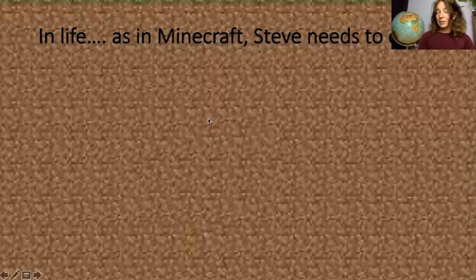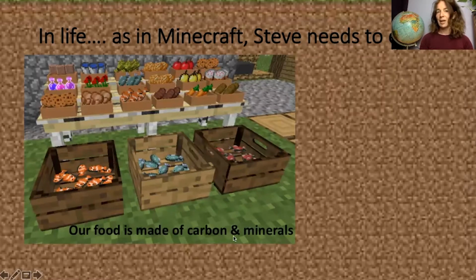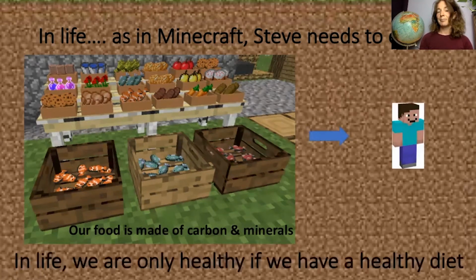In Minecraft, Steve needs to eat, as you know, and he eats food. And of course, in life, we eat food. But food is actually made up of carbon and minerals. And carbon, I know, is a word that you'll recognize because carbon is to do with climate change. There's too much carbon in the atmosphere, and that's causing climate change. So Steve needs to eat, and he's eating things made of carbon and minerals.